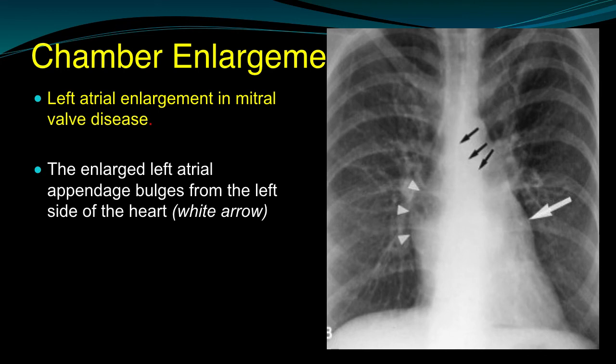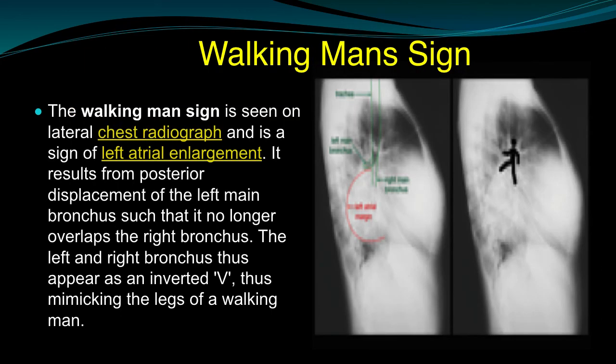Then you have the walking man sign, which is seen on the lateral chest radiograph, okay, and is a sign of left atrial enlargement. It results from posterior displacement of the left main bronchus such that it no longer overlaps the right bronchus. The left and right bronchus thus appear as an inverted V, mimicking the legs of a walking man.